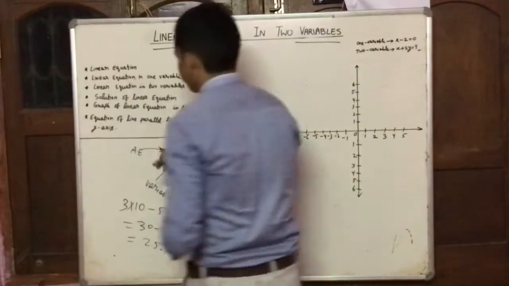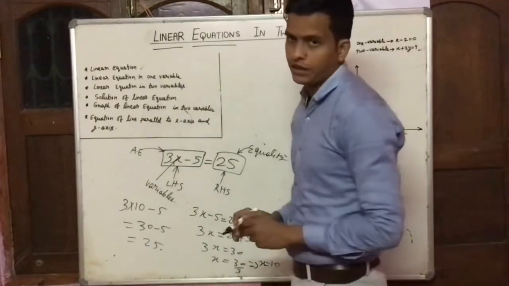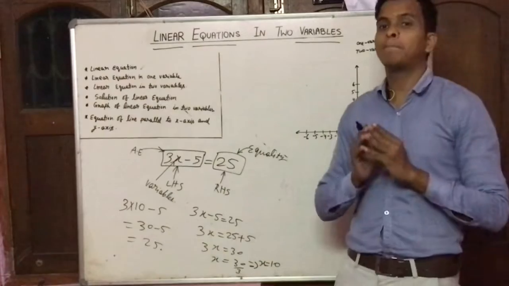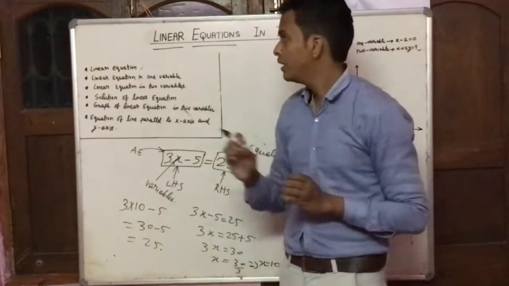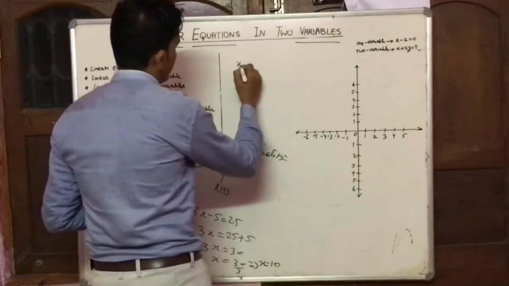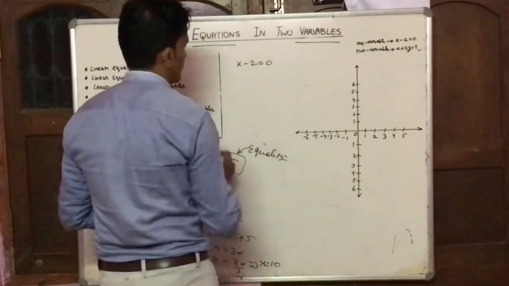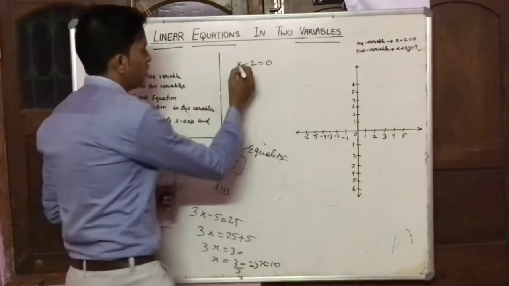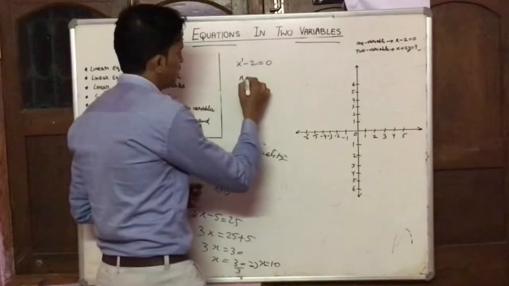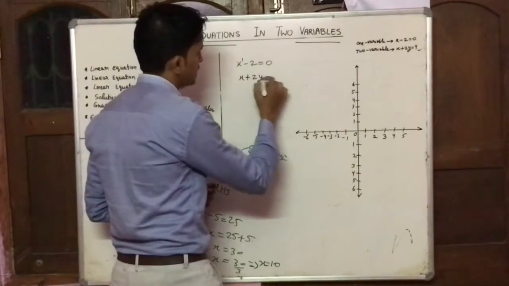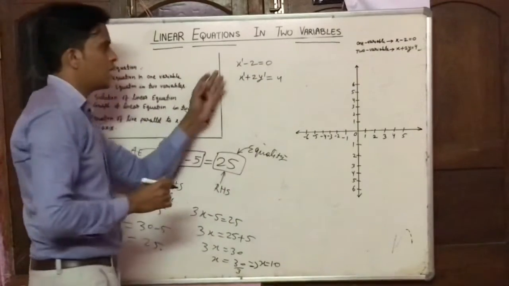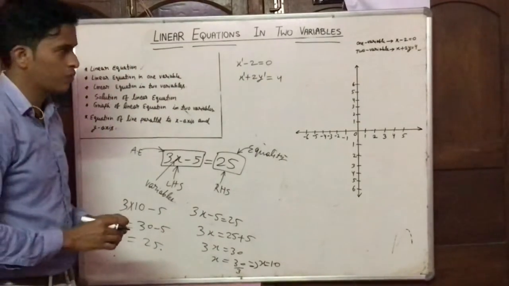So now let us talk about linear equation. An equation whose maximum power of variable is 1 is known as a linear equation. For example, say that x minus 2 is equal to 0. This is a linear equation. Look, its degree is 1. Now if I take another example of linear equation, x plus 2 is equal to 4. So here the degree is 1. So these two are examples of linear equation.